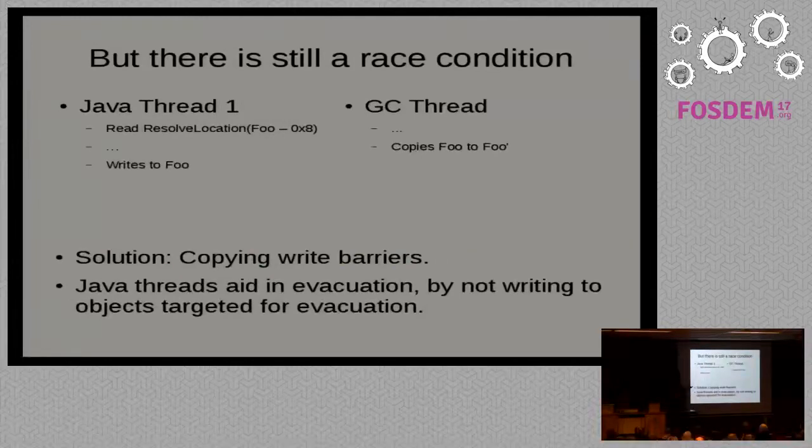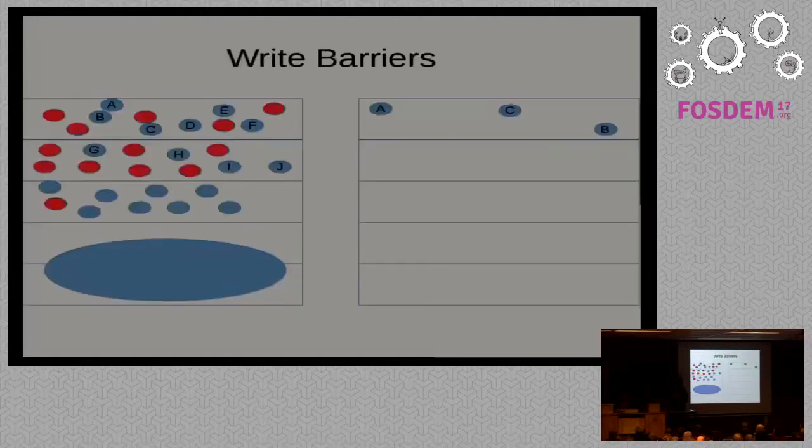There's still a race condition, if you're paying attention, right? Because we have one thread that resolves the forwarding pointer and then stalls out and writes to foo. And meanwhile, another thread copies foo. And this is a problem, so we also have to have a more complicated write barrier. We have a write barrier that copies the object first before you're allowed to write to it. So here you can see I've got A, B, and C over there. If I want to write to D, I have to first copy it over to to-space and then write to it there.